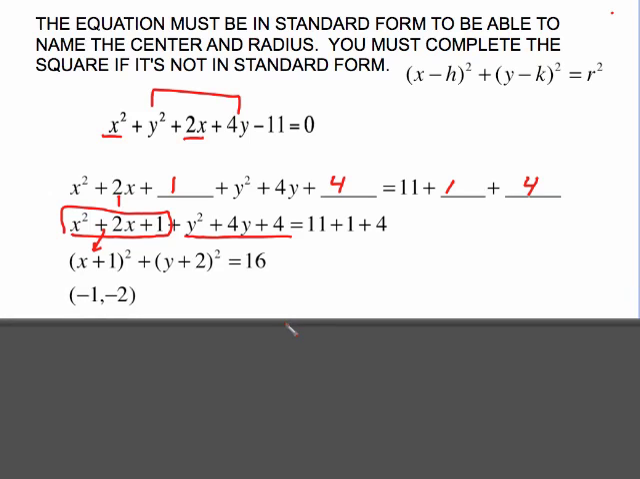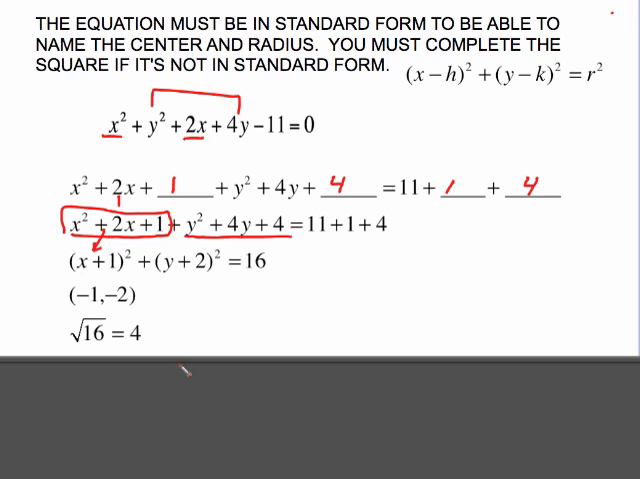Now it's easy to name your center. Remember to change your sign. That says x plus 1, so this is minus 1. This says plus 2, so it's minus 2. Your radius is just the square root of 16, which is 4.